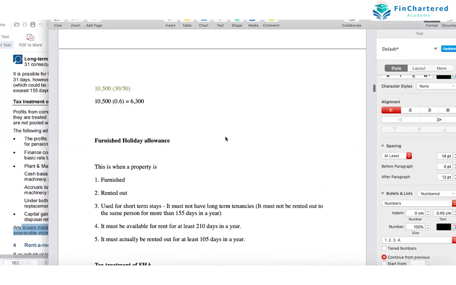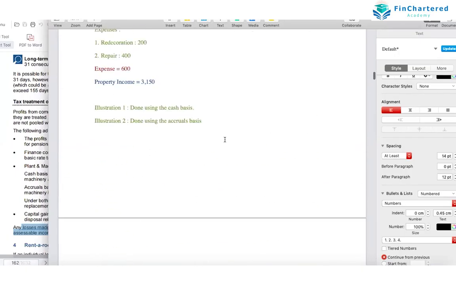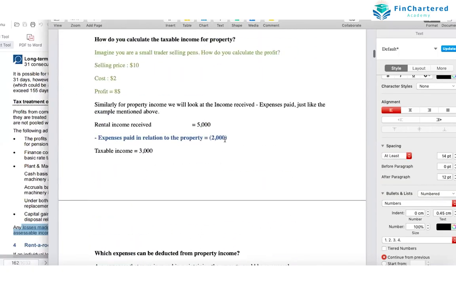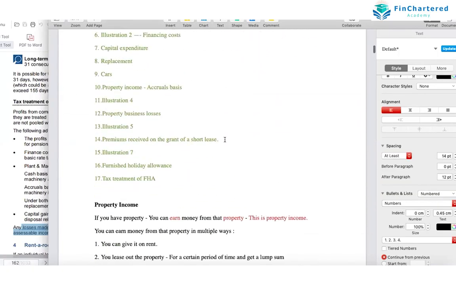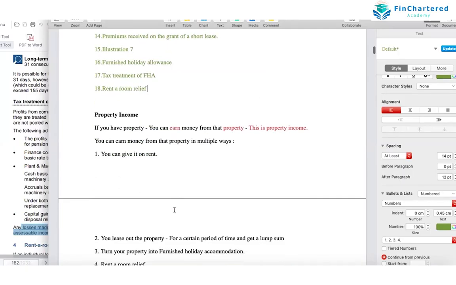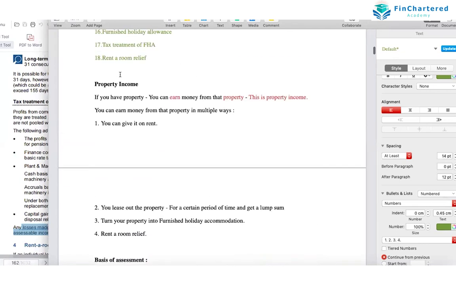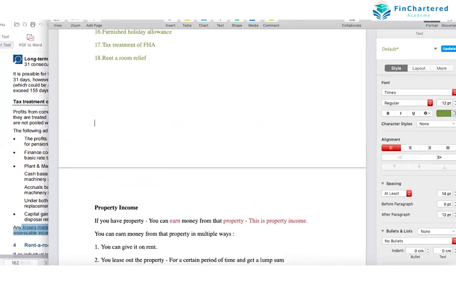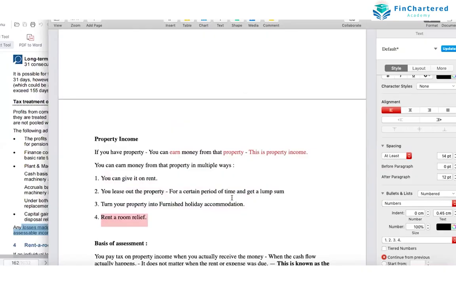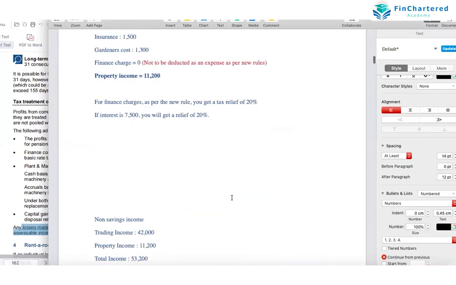Okay, guys. So the last topic of this chapter, I have another 5 minutes. Rent a room relief is a very small topic, so we can complete that today itself, with which the fourth chapter is done today. Rent a room relief. As I said, this chapter is broken into these four parts. We've completed the first three. Now we're looking at the last part, which is the rent a room relief.